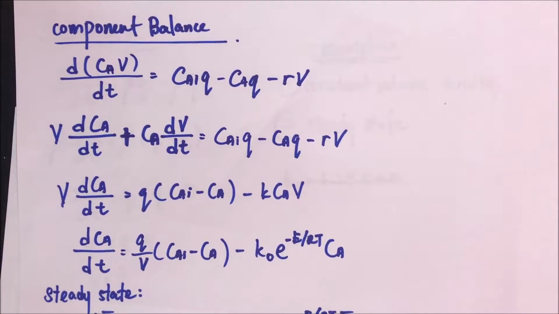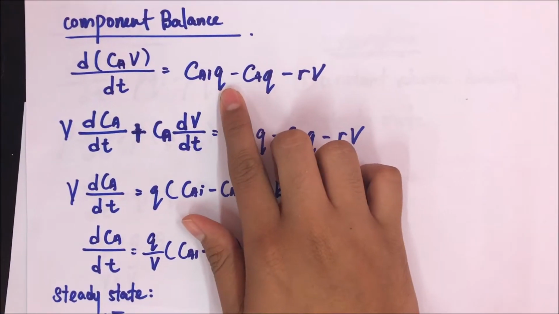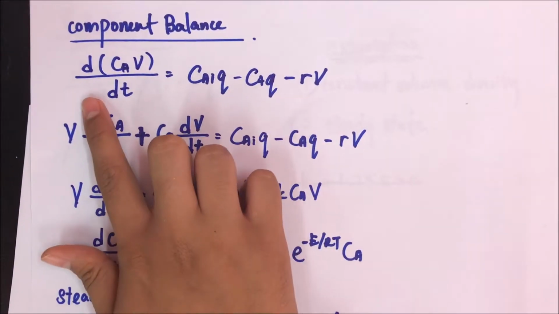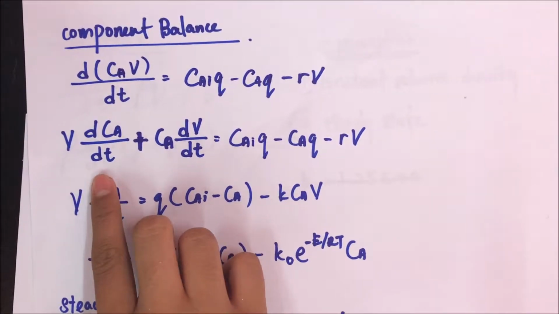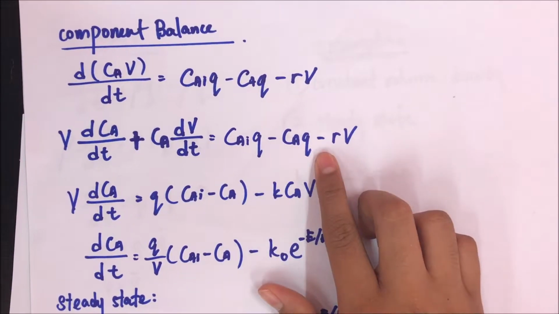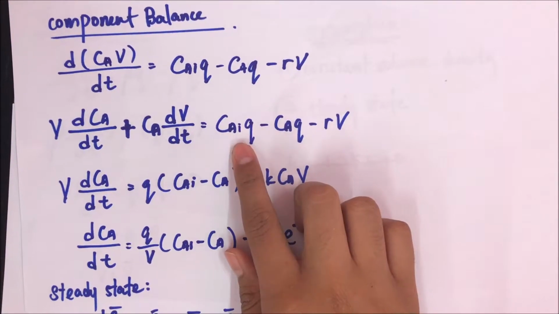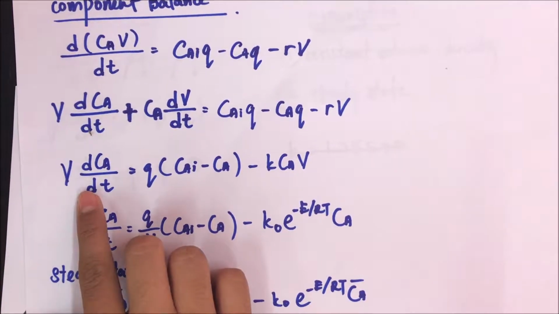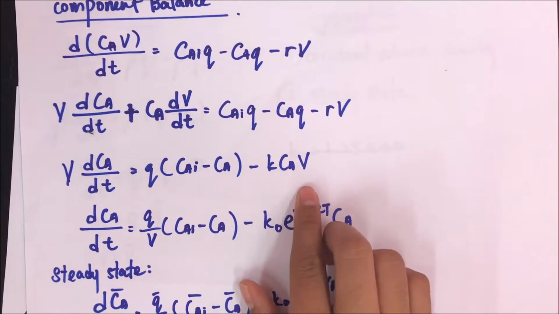So we continue with the component balance. For the component balance, d(CA V) over dt is equal to CAi Qi minus CA Q minus rV. By using the chain rule for the left hand side, we can change it into V dCA over dt plus CA dV over dt, equal to CAi Qi minus CA Q minus rV. Because Qi is equal to Q, we can factorize out Q. Hence, the new equation will be V dCA over dt is equal to Q (CAi minus CA) minus K CA V.